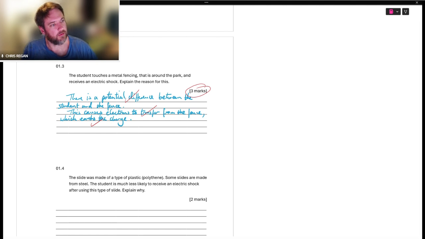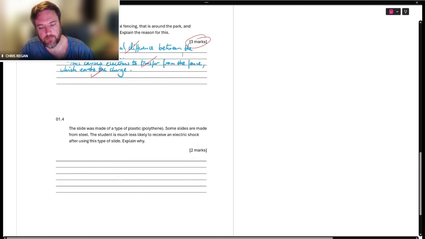It's important to point out that last bit, you could have had a bit of variety in there. You could have said the fence is earthed. They allow that for that final mark. You could also say charge is transferred rather than electrons. I've carried on with electrons as that's how we've done the other one.